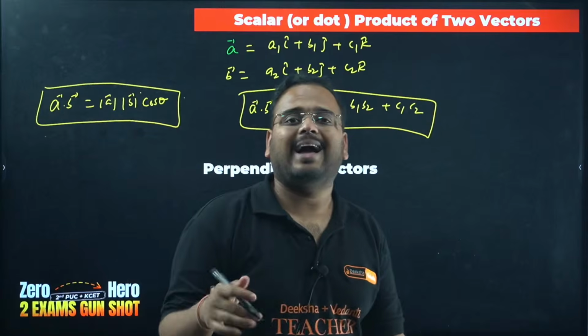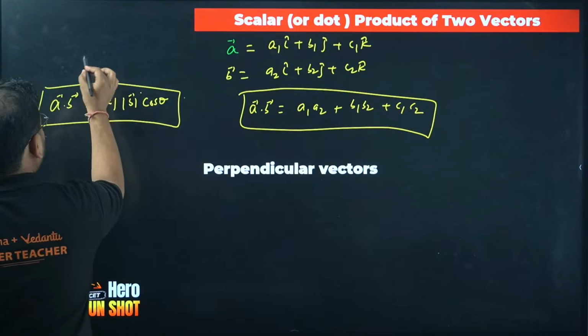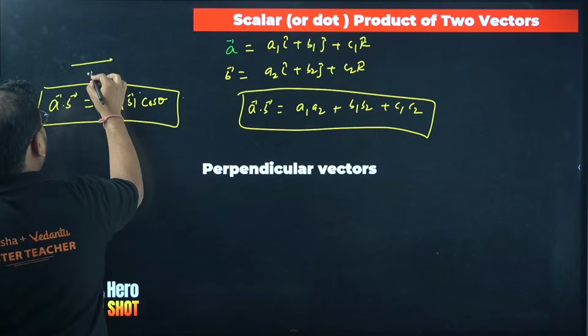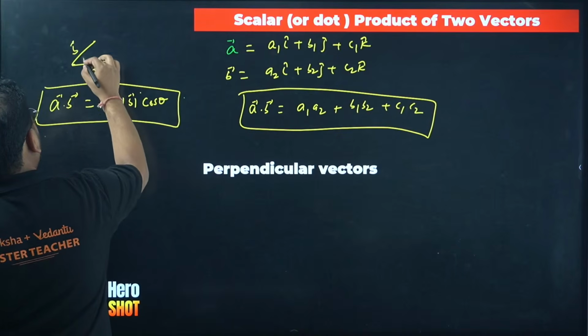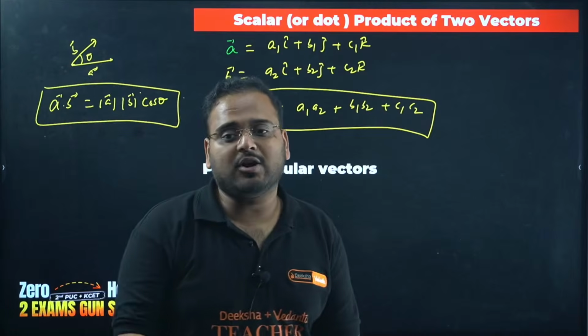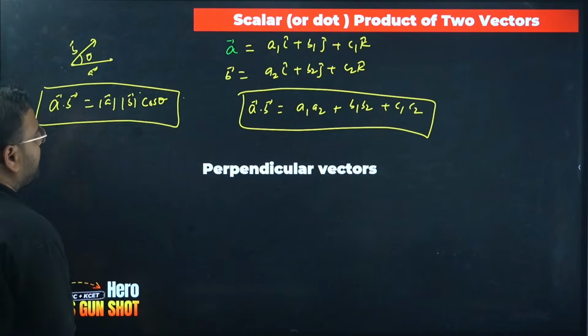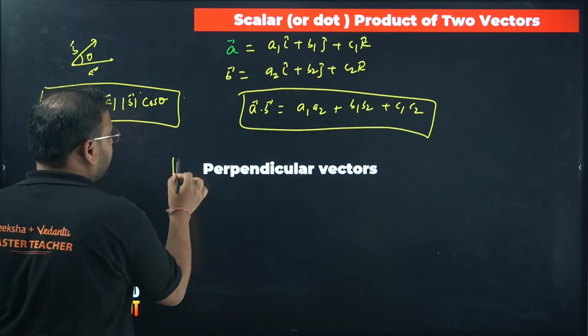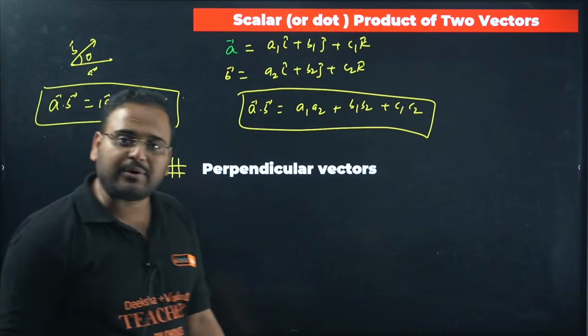The cos of the angle between the two vectors. If this is my vector, let's say A, and this is vector B, and this is the angle between them, then A dot B is given by |A| |B| cos theta. Now, one case arises from here: perpendicular lines, perpendicular vectors.